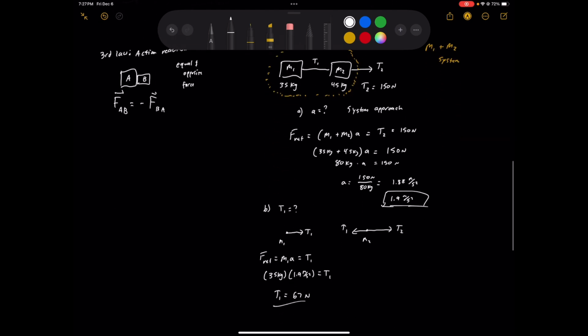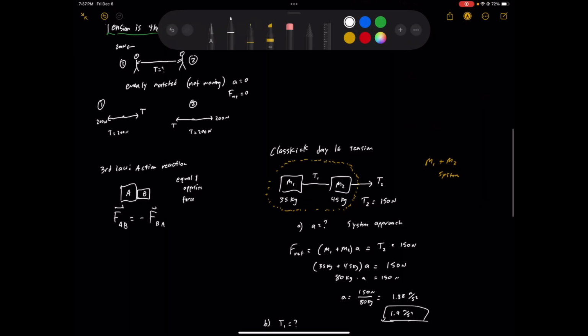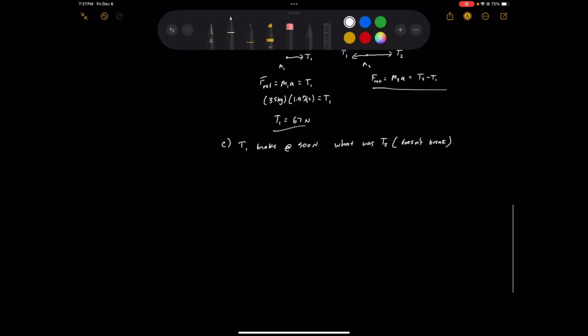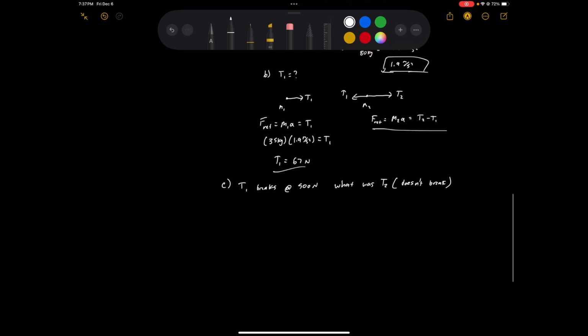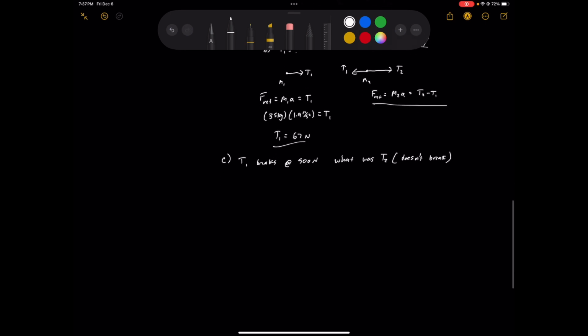Then I believe part C. Let's look at it. Alrighty, my video cut out in the middle. I'm going to try to merge these two clips together so it all stays as one video, but we're almost finished. So here, T1 breaks at 500 newtons. What does T2 have to be, assuming it doesn't break?